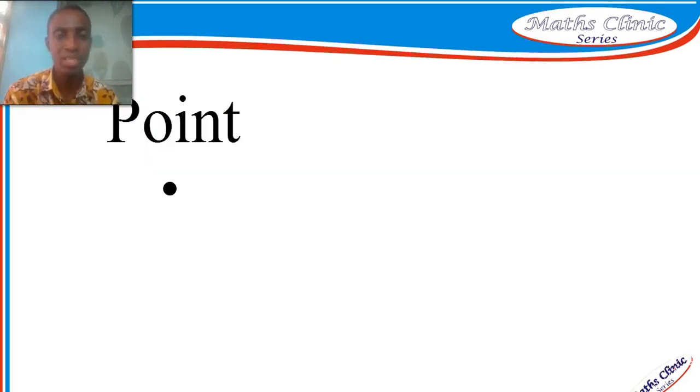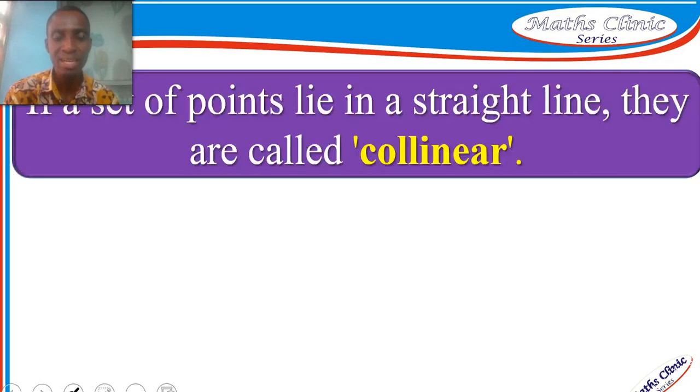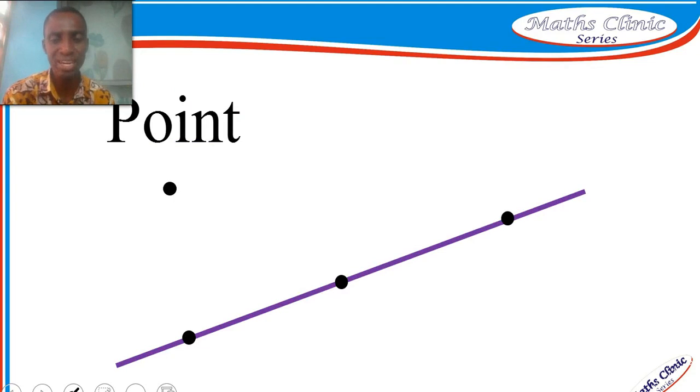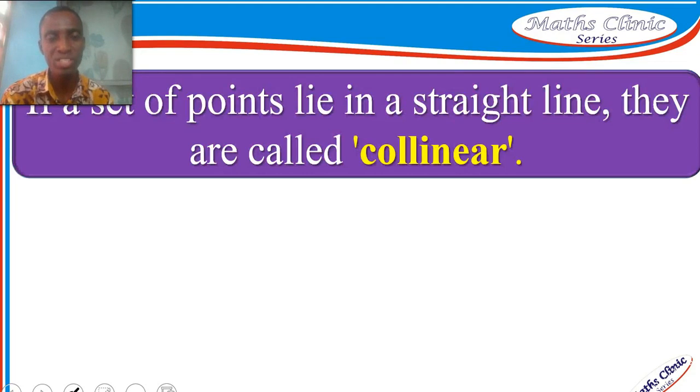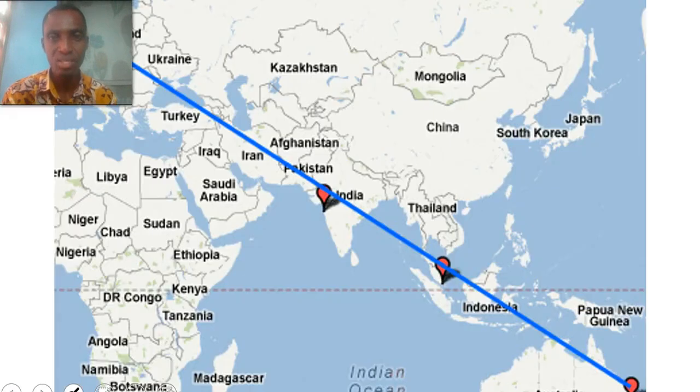So we are still dealing with points, right? Now there's one thing we also have to understand: when we have a series of points lying on the same straight line, we normally call this set of points collinear points. So if a set of points lie in the same straight line, we call them collinear points. So all these points are collinear, right? So an example can be this.